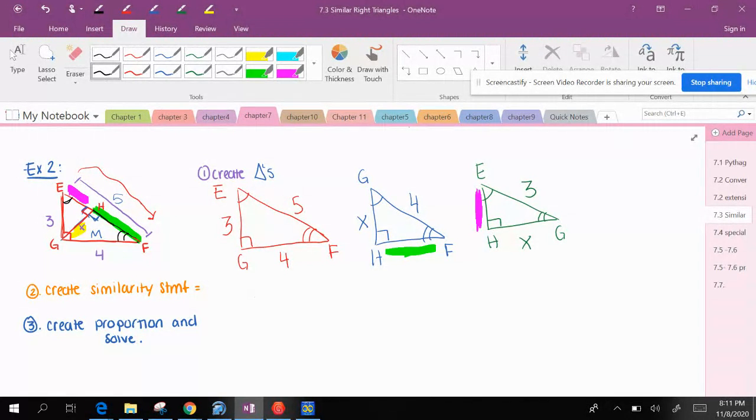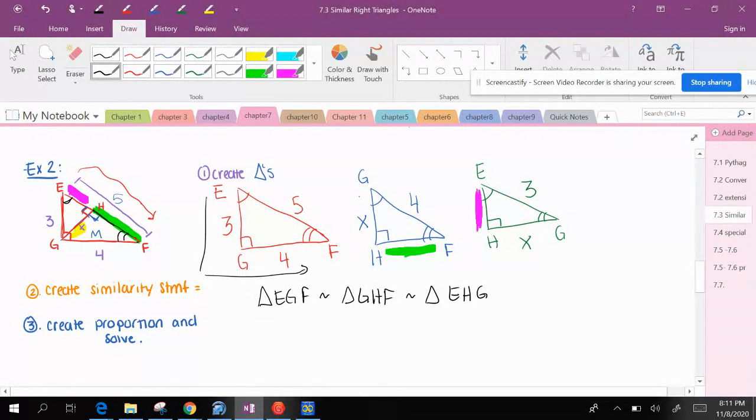All right, we created our triangles. Now, step 2, create a similarity statement. What does your similarity statement look like? It should have been along the lines of triangle EFG is similar to triangle GHF, which is similar to triangle EHG. I did my usual 1 tally, right angle, 2 tallies, the whole way across.